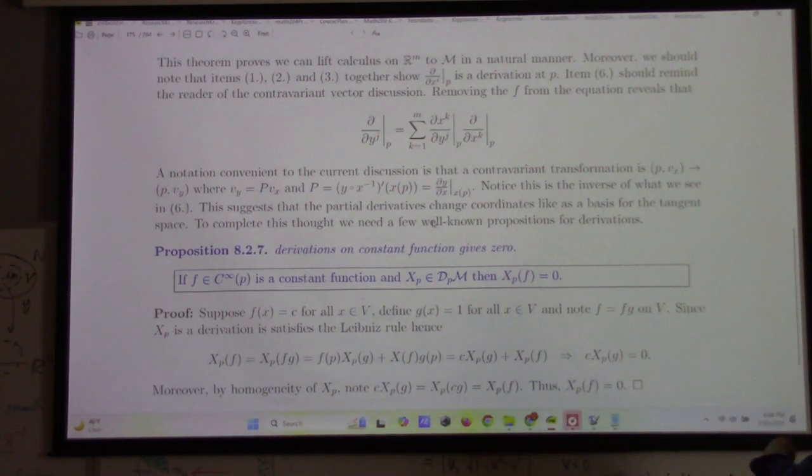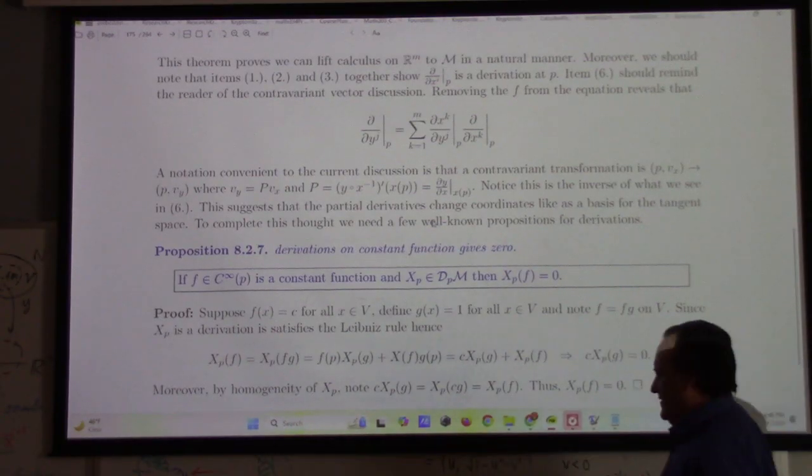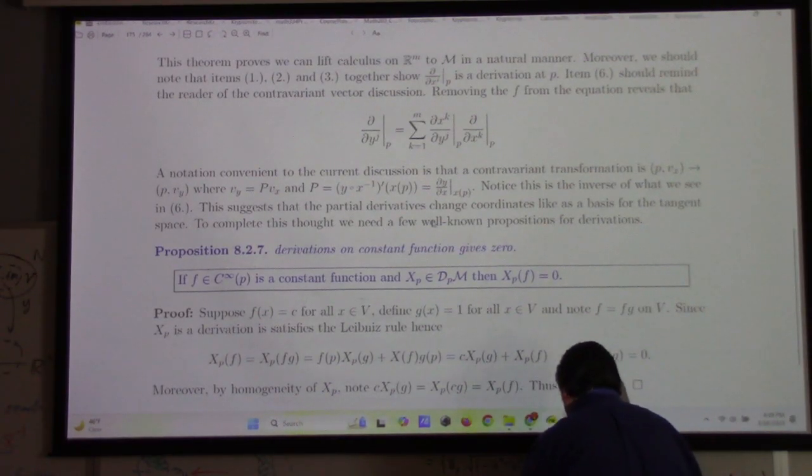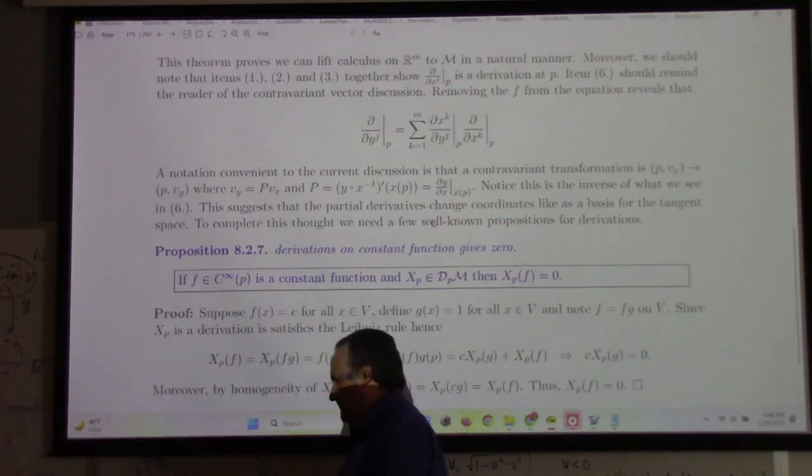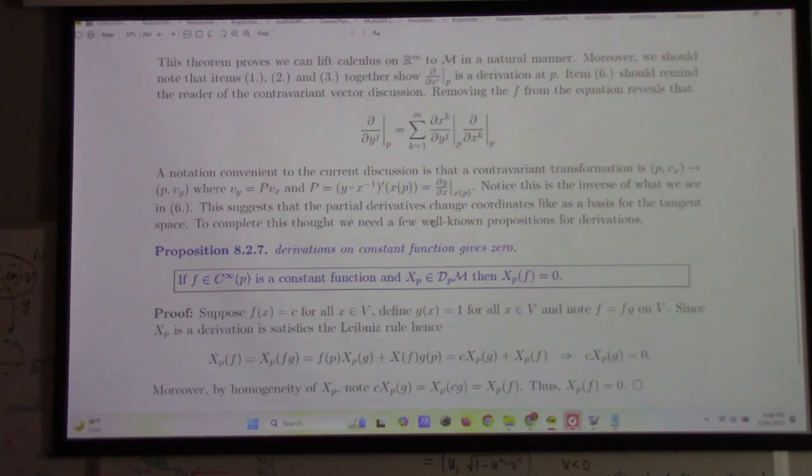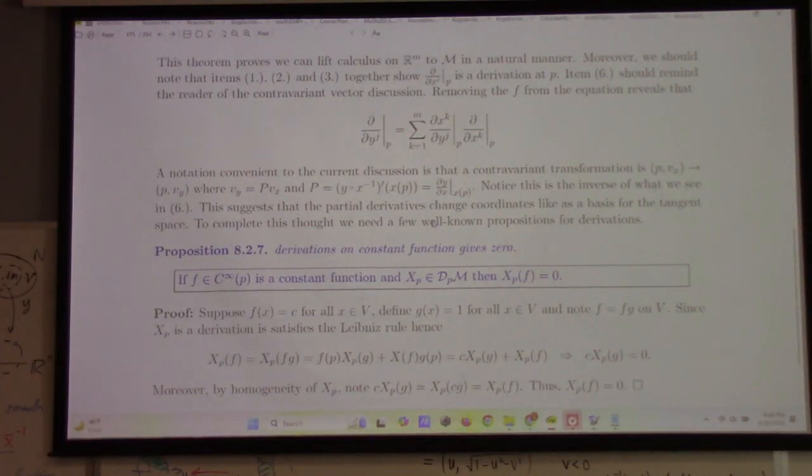And we have, oh man, I missed a definition. Dang it.